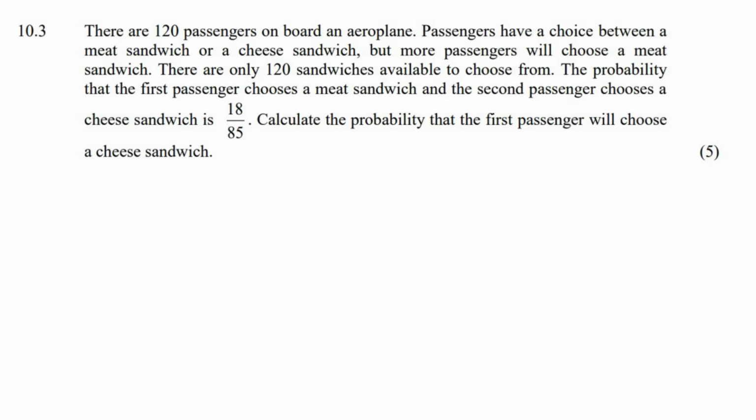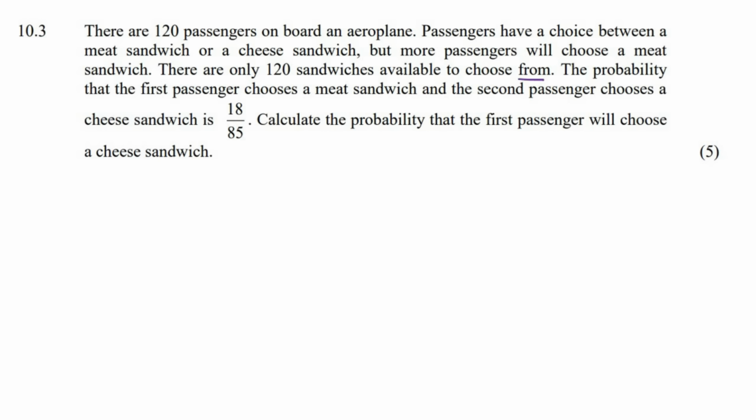This question says that there are 120 passengers on an aeroplane. Passengers have a choice between a meat sandwich or a cheese sandwich, but more passengers will choose a meat sandwich. There are only 120 sandwiches available to choose from. The probability, so we all understand so far, right? We've got this aeroplane with 120 people. They can choose either to eat a meat or a cheese sandwich.